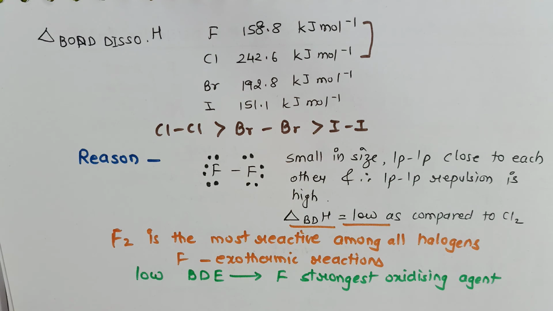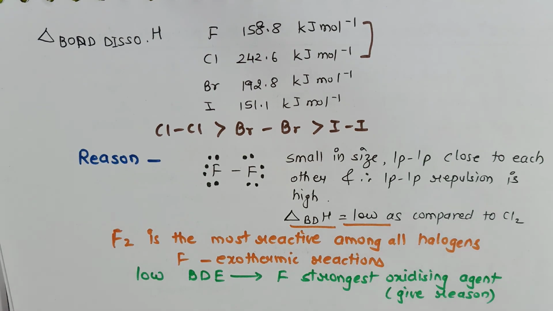Since the bond gets broken very easily, it will gain the electron very easily, and therefore fluorine is the strongest oxidizing agent. This is also asked as a reasoning question: why fluorine acts as an oxidizing agent.